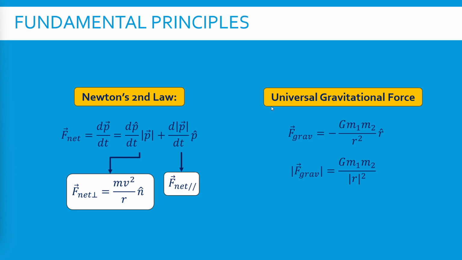Here are the two fundamental principles that are involved in the experiment. First of all, we have Newton's second law, which defines the net force acting on a body as the rate of change of momentum over time, which can also be defined as the sum of F net parallel and F net perpendicular, both of whose formulas are written on the slide. And we also use the universal gravitational force. We have the formula right there, and we also used the formula for its magnitude.